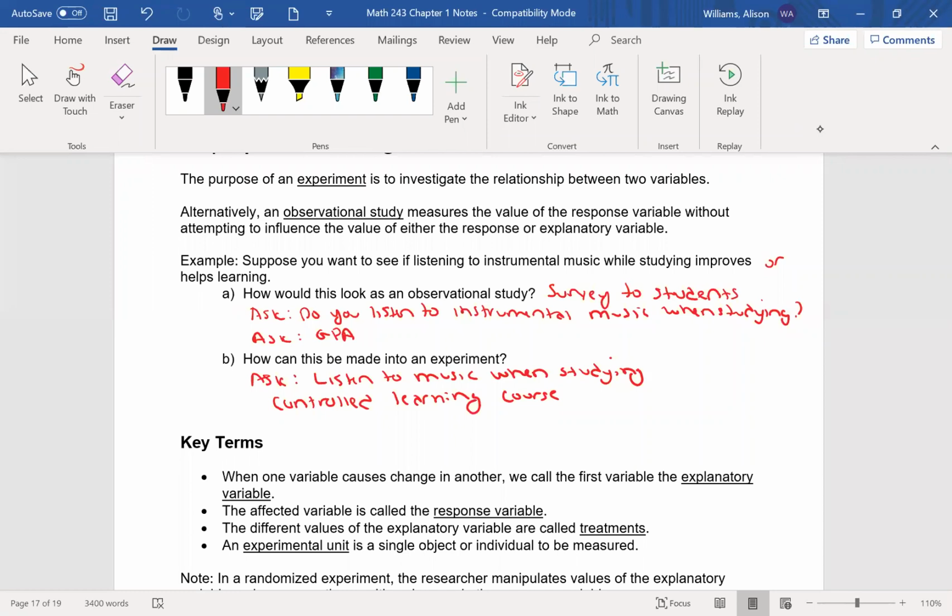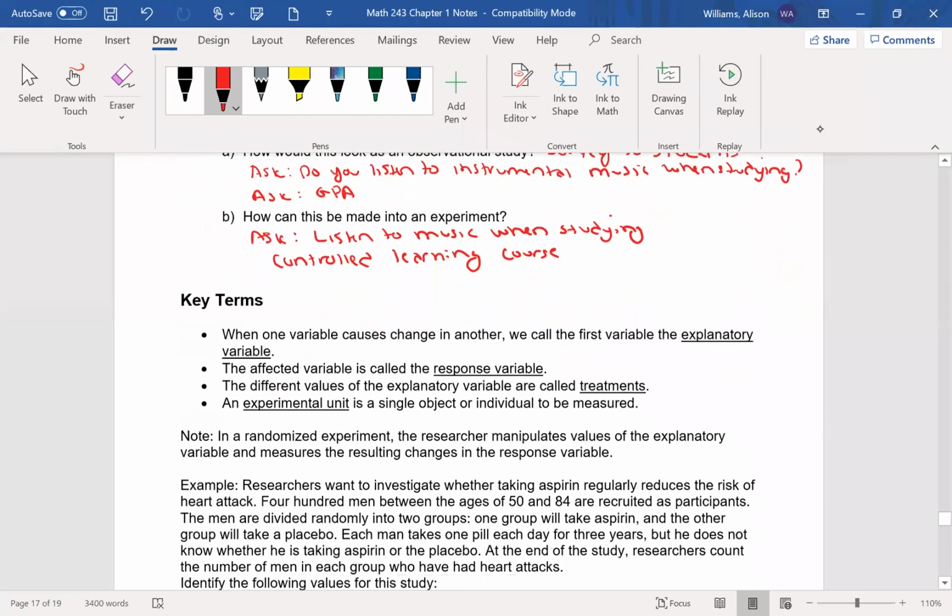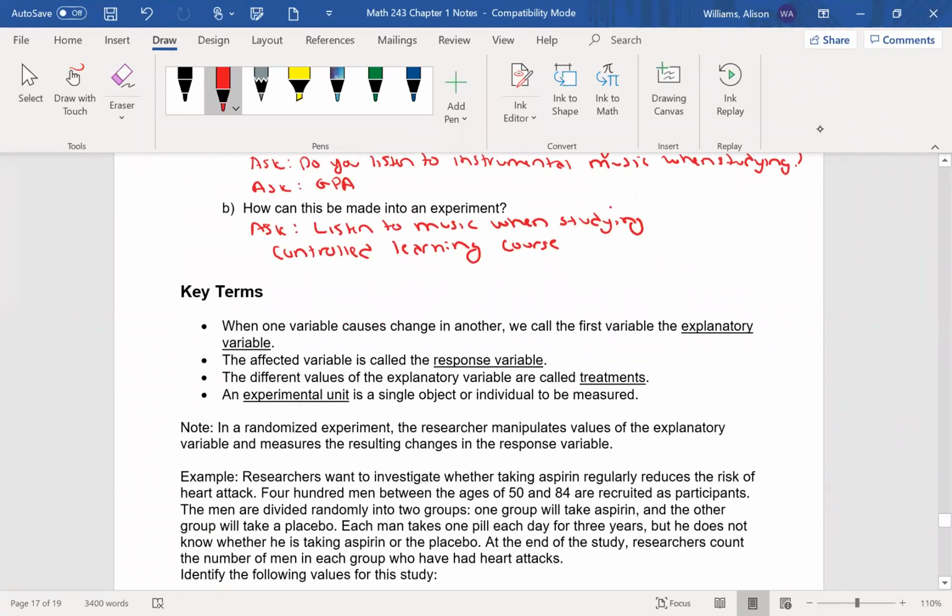So these are the actual people that we're studying, or, depending on what type of experiment it is, it could be something else. And note, in a randomized experiment, the researcher manipulates the value of the explanatory variable and measures the resulting changes in the response. So they are manipulating. They are exercising control, whereas in an observational study, there is no control over that. They don't influence it. They just ask the questions.